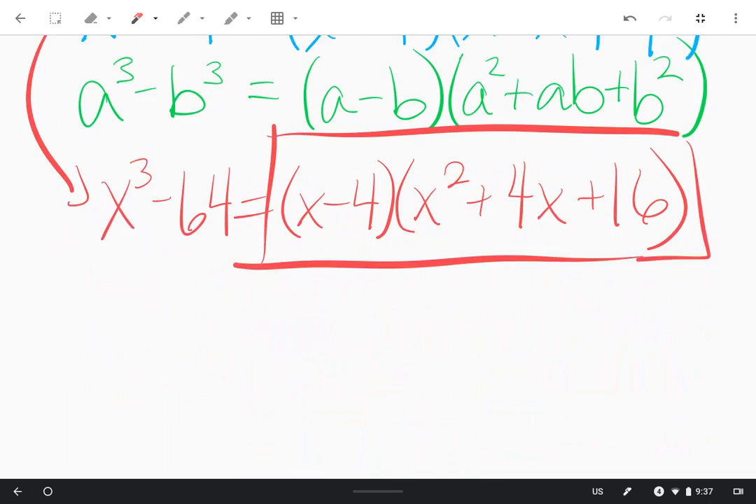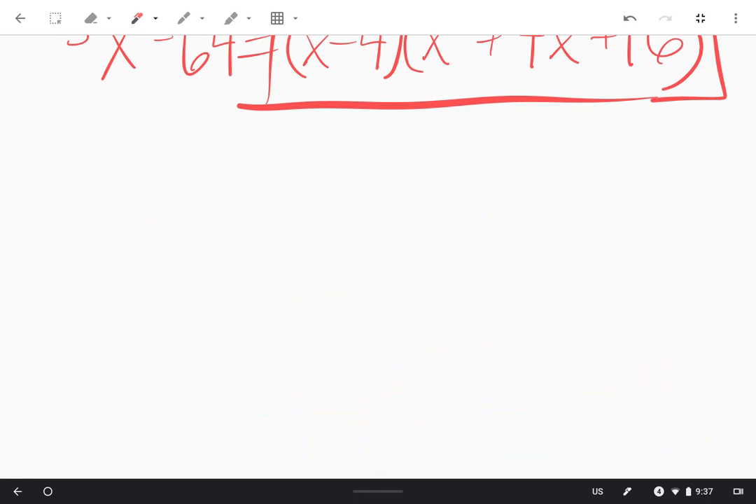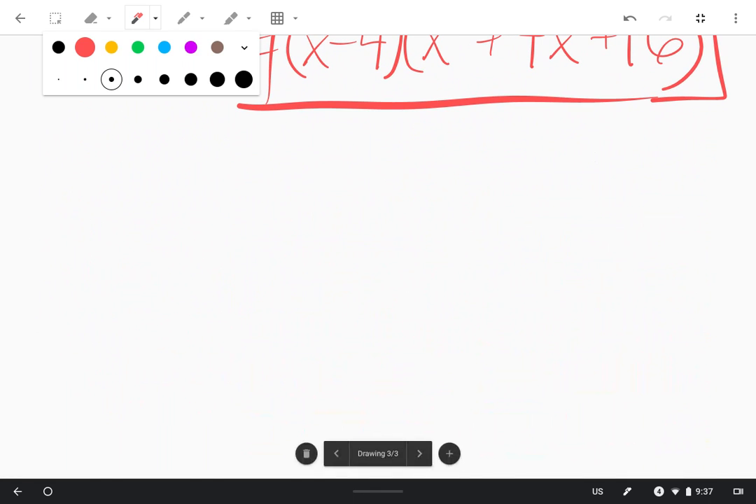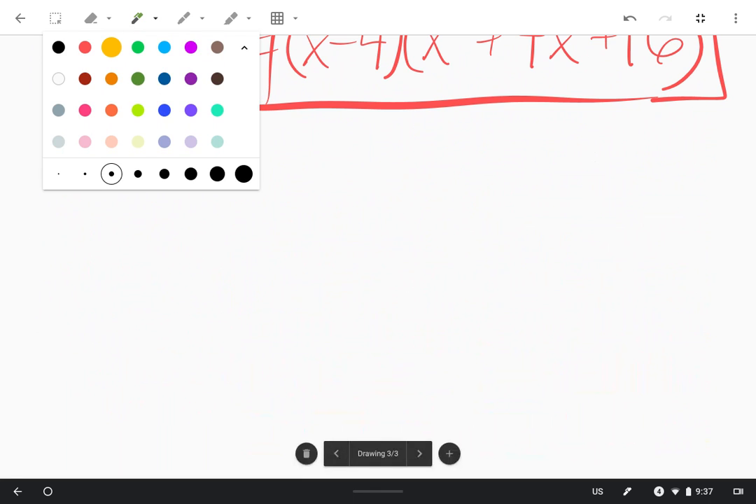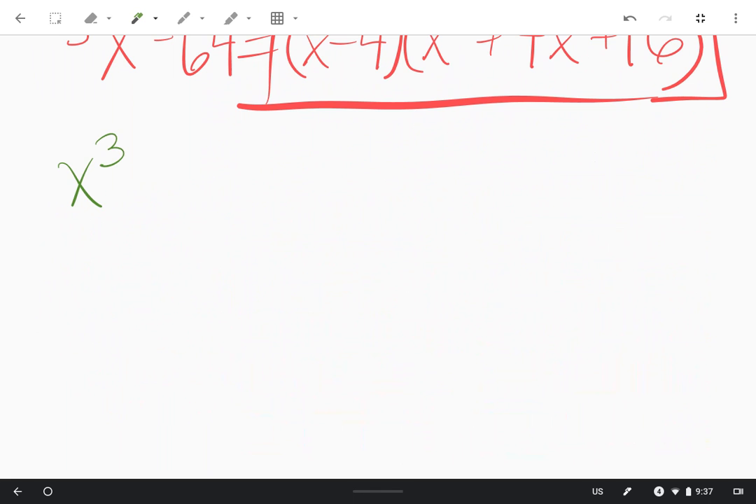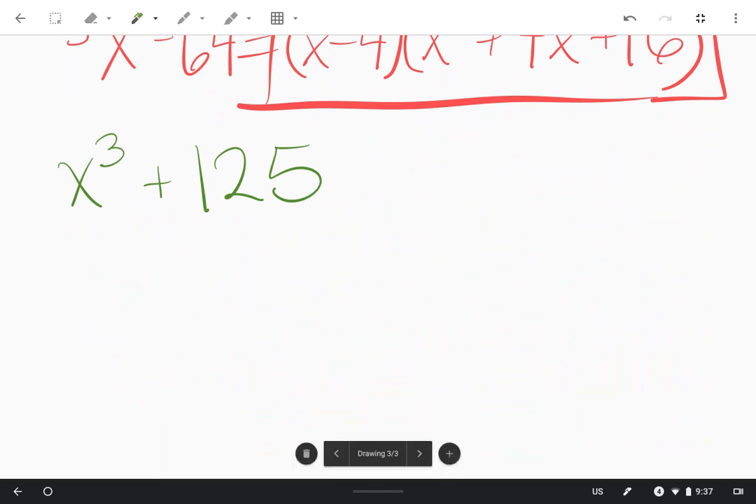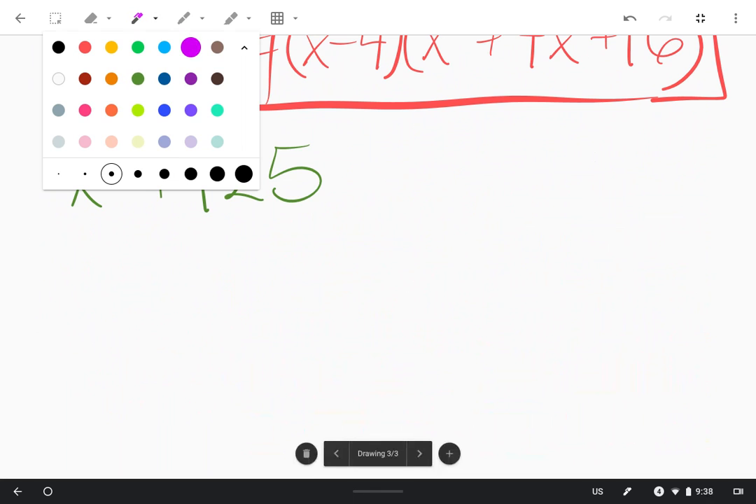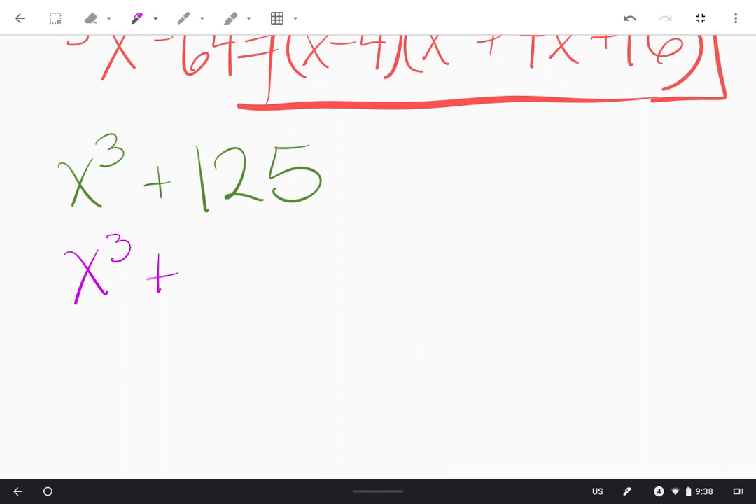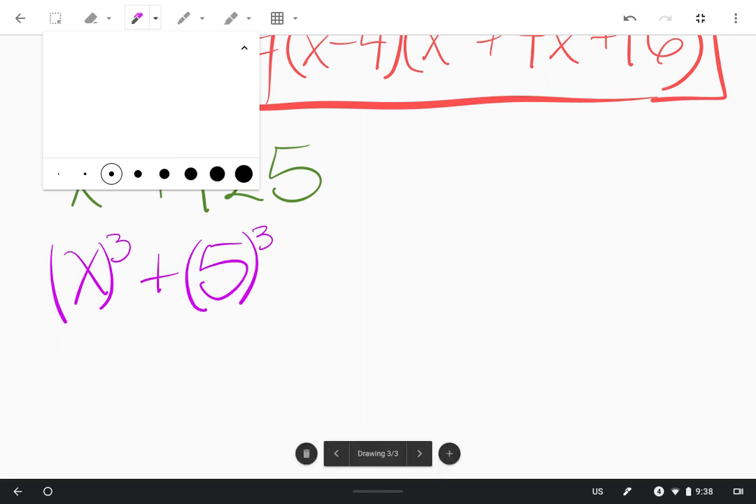So let me move on, and let's do an example of x to the third plus. So let's say I have x to the third plus 125. Like, okay, that's a really big number. Hopefully you might be able to guess what that one is, but I'll go ahead and tell you. We need to recognize that x to the third plus 125 is the same as x to the third plus 5 to the third. So that 5 and that x are going to be the a and the b of our answer, right?